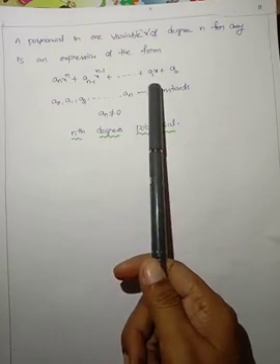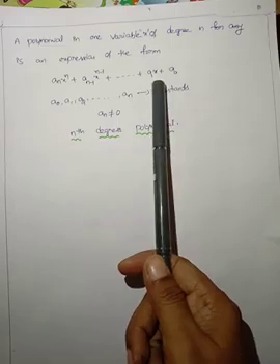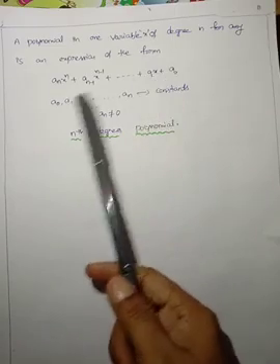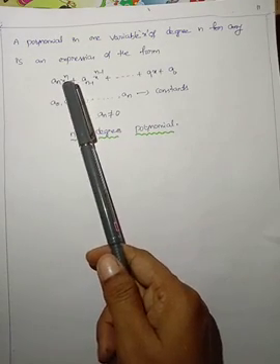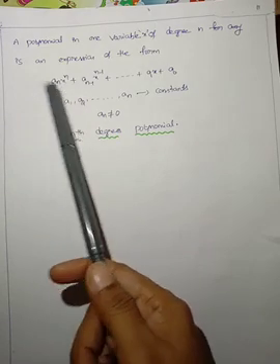If a_n is 0, then a_n into x^n is also 0. Then there is no nth term. So the coefficient of x^n, a_n, is always not equal to 0. This is called the nth degree polynomial, where a_0, a_1, a_2 up to a_n are constants. a_n is not equal to 0, because if a_n is 0, then 0 into x^n is equal to 0. Then there is no nth term.